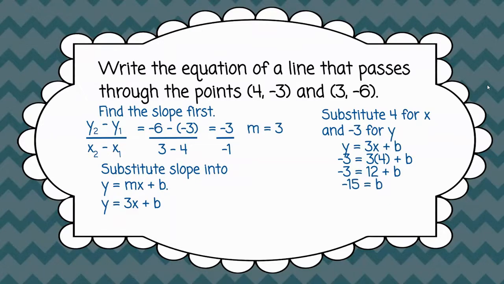And I have a lot of students who stop right there and think they're finished, but we're actually not. We have one more step. We're going to take our equation, y equals 3x plus b, and we'll substitute in the value of -15 for b. And notice that I wrote this as y equals 3x minus 15. You very easily could have written that as y equals 3x plus -15, and both would have been correct.